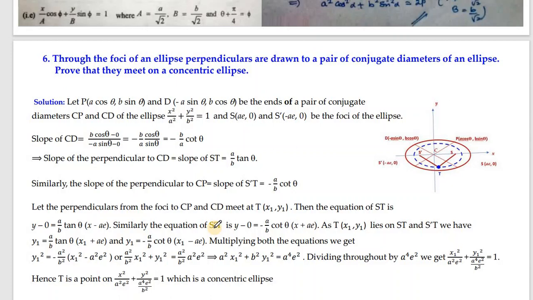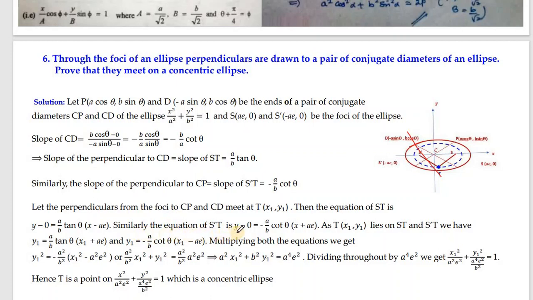Now let the perpendiculars from the focus to CP and CD meet at T of x1 y1. So let the perpendiculars from the foci to CP and CD meet at T. So this is what we have done, the locus of which we are trying to find, right?